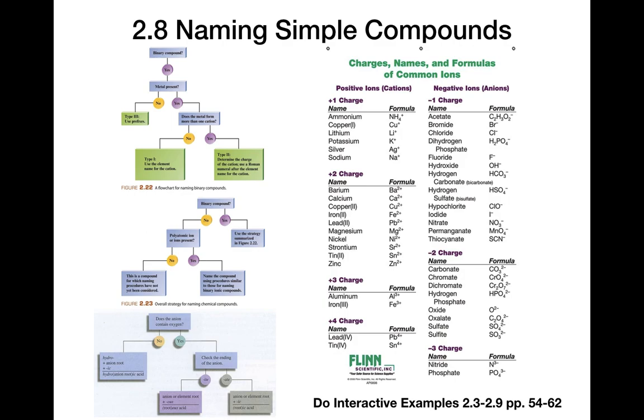Those would be in these figures, like figure 2.22, the type 3, the type 2, and the type 1 binary compound. Now, if you don't have a binary compound, if you have 3 or more elements in your compound, then one of the ions, either ammonium or one of the negative ions, is probably going to be a polyatomic ion. With that, we have to include the name of the polyatomic ion in the name of the compound, such as iron 3 carbonate.